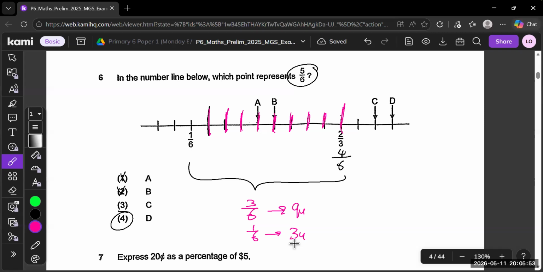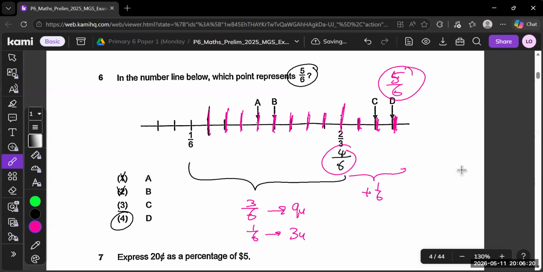So if 1 over 6 is 3 units, then let's count here. 3 units is another 1 over 6. So from here to here, you add another 1 over 6, because 1 over 6 is 3 units. So what is your D? Your D is 5 over 6, because 4 over 6 plus 1 over 6 is 5 over 6. So your answer is letter D.